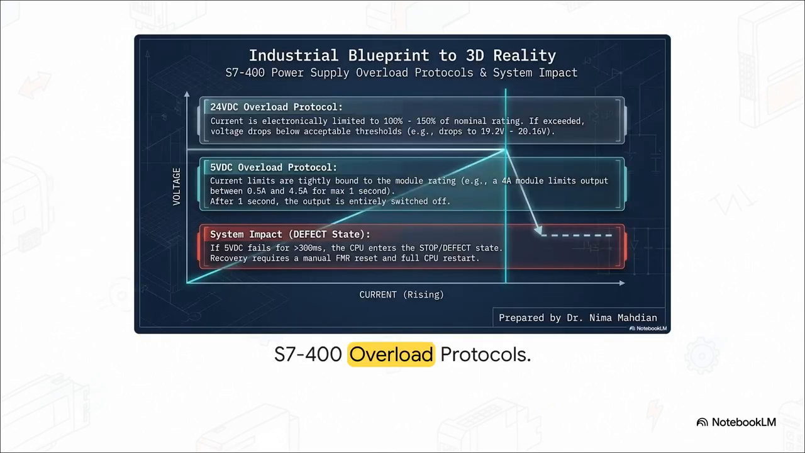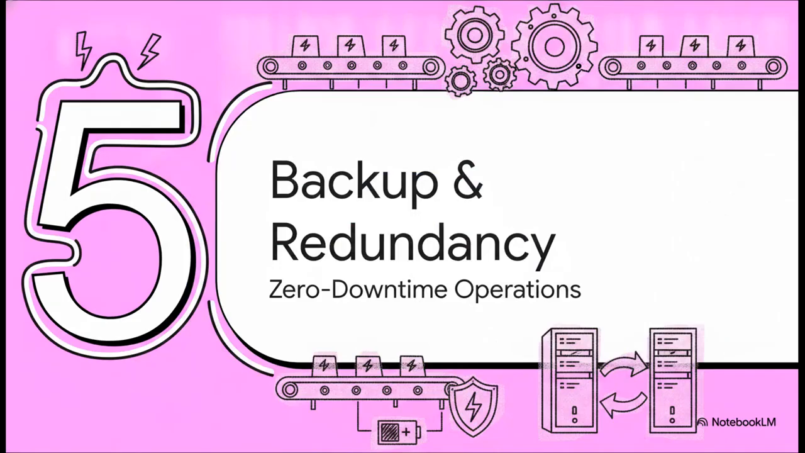Let's dissect the overload protocols now, and I really want to slow down here to highlight the critical defect state rule shown in the red box at the bottom. Check this out. If the 5-volt DC supply fails for more than 300 milliseconds, literally just a fraction of a second, the CPU is violently forced into a complete stop, known as the defect state. Recovery from this is not automatic. It requires a manual FMR reset and a full CPU restart, which, as you know, in a factory setting, means an absolute production halt.